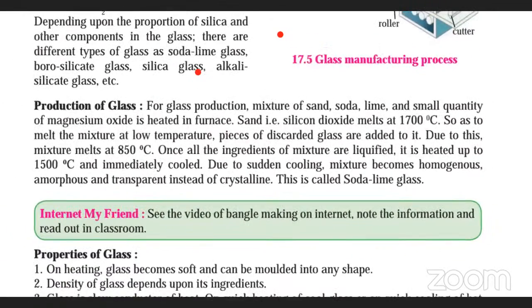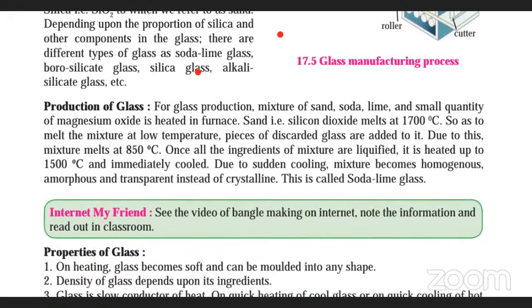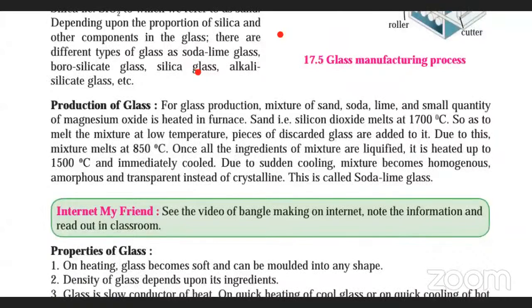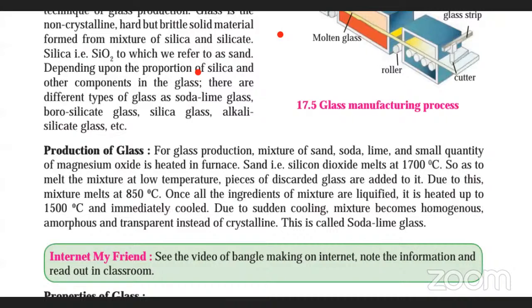Because you see the temperature required here is 1700 degrees Celsius; silica, that is silicon dioxide, melts at 1700 degrees Celsius. Such a large temperature is required. So this type of temperature cannot be achieved on normal heating. On normal burners and stoves, we cannot get such a high temperature. That's why we require furnaces.